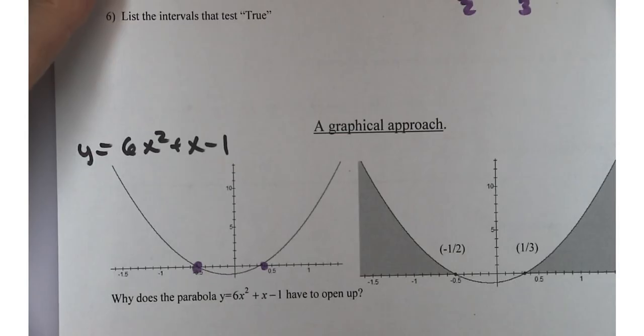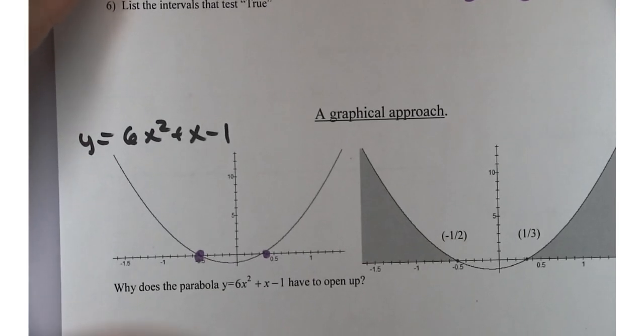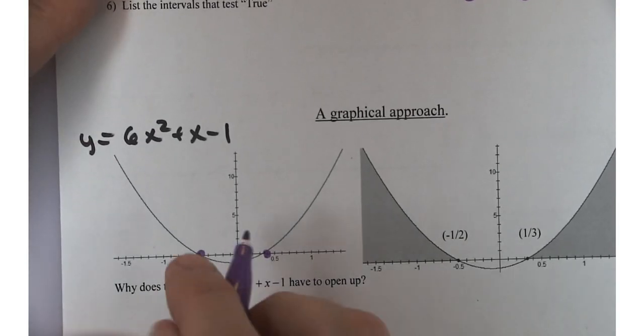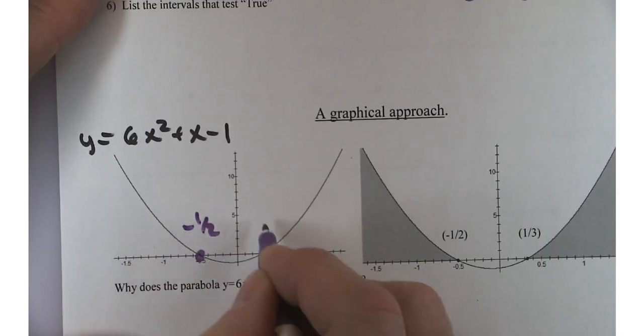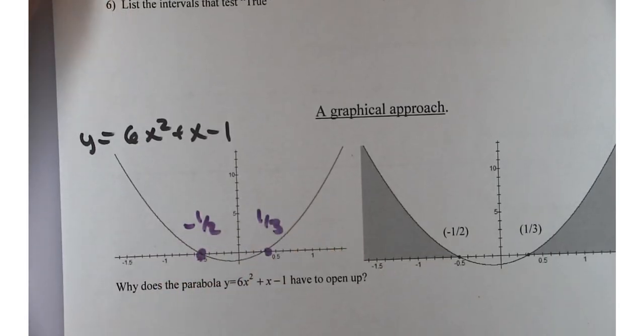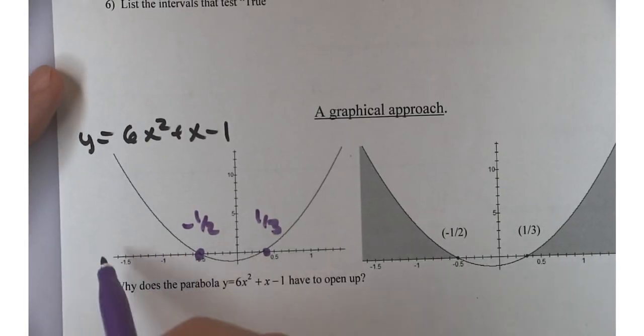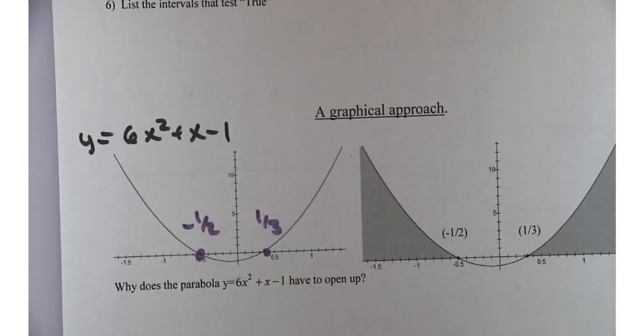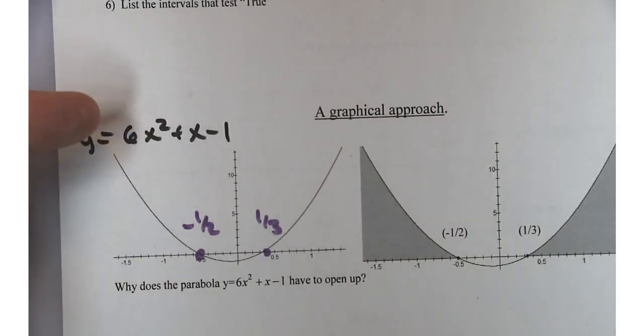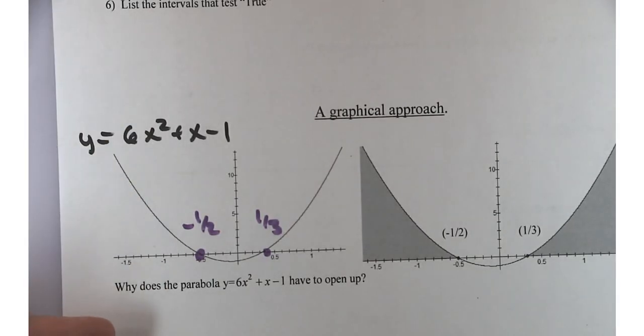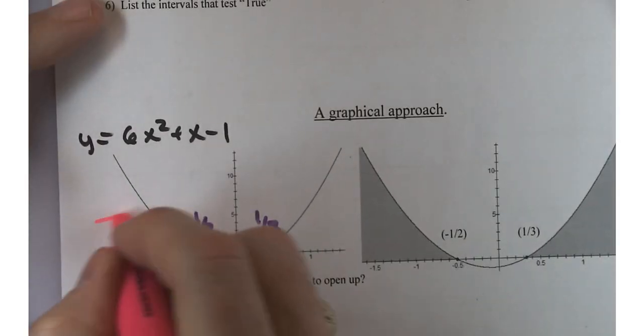And here we see where it crosses the x-axis. It crosses right where I said it would, at -1/2 and at positive 1/3. But take a look at the graph. To the left of negative 1/2, what can you say about the graph? Is it positive or negative? Is it above the x-axis or below the x-axis? It's positive, right? So it's positive here.